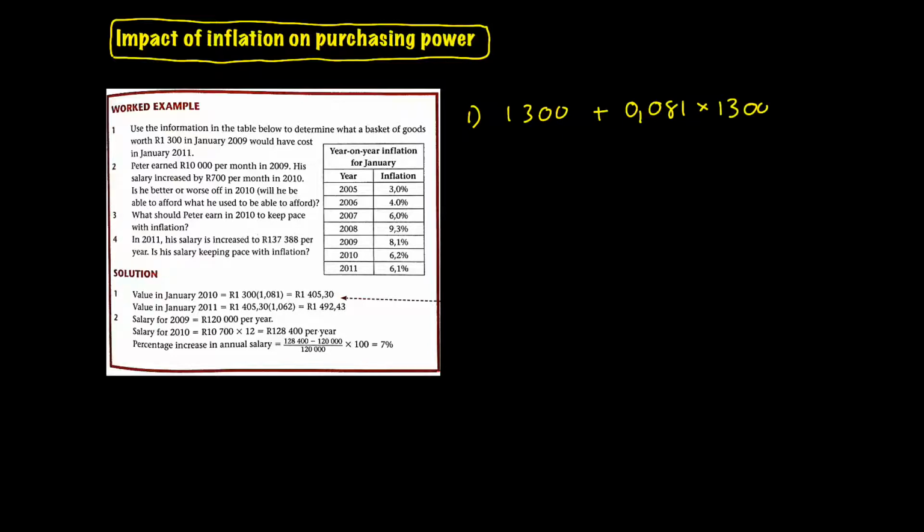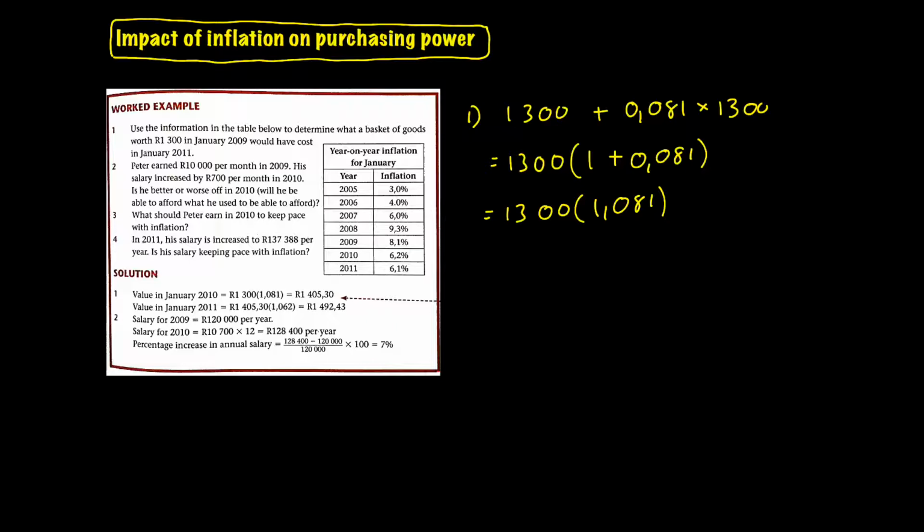Now, all they've done in their solution there is they've factorized the 1,300 Rand out. So it becomes 1,300, and then open brackets. So 1,300 times 1 will give us that 1,300. And then 1,300, the outside, times the 0,081 will give us this amount. Okay, so there's the 0,081, which then simplifies to 1,300 into 1,081. That's where they get that particular expression from.